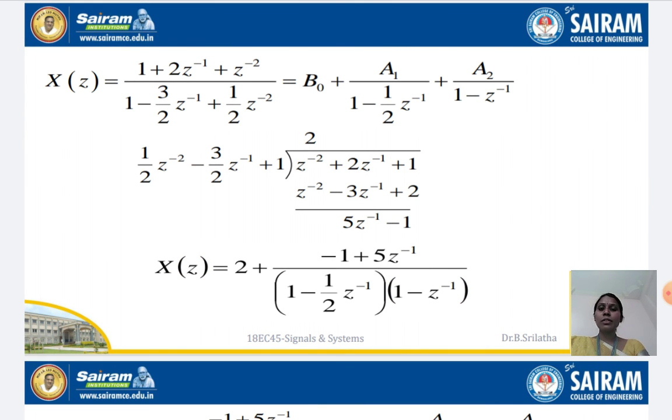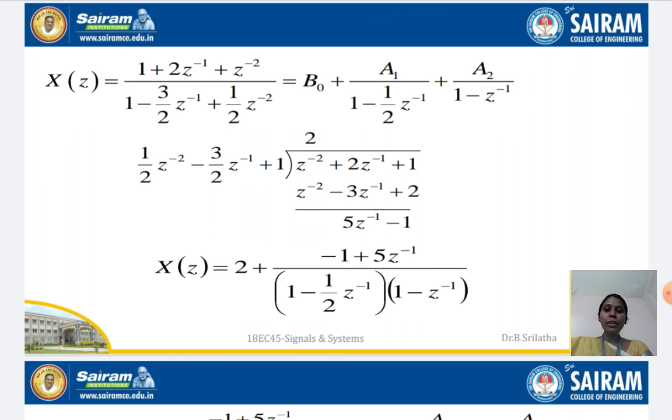So X of z is equal to this. I divided using the long division method, the numerator being z power minus 2 plus 2 z power minus 1 plus 1, divided by the denominator 1 minus 1 by 2 z power minus 1. Dividing, the constant is 2, and the remainder is minus 1 plus 5 z power minus 1, divided by this denominator, which we already converted into roots: 1 minus 1 by 2 z power minus 1.